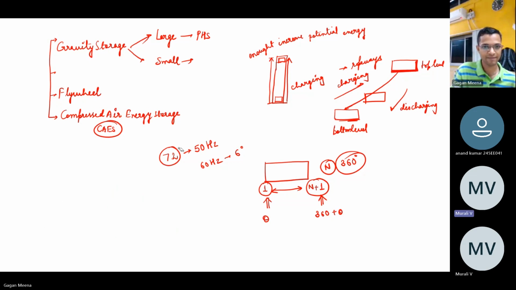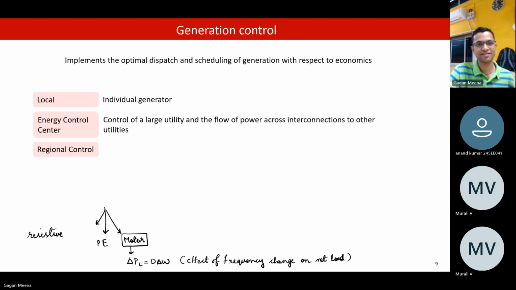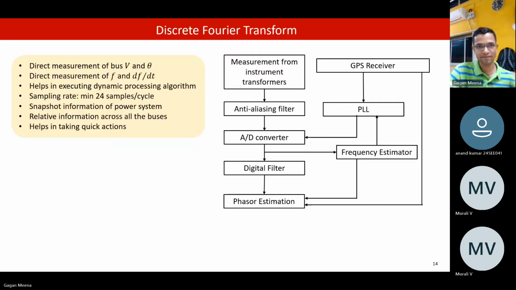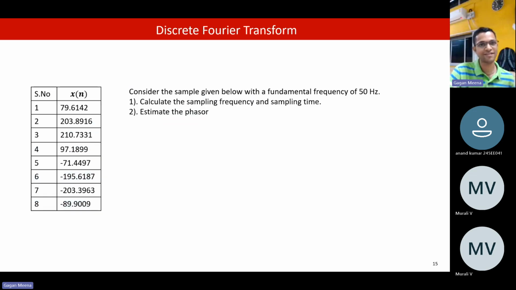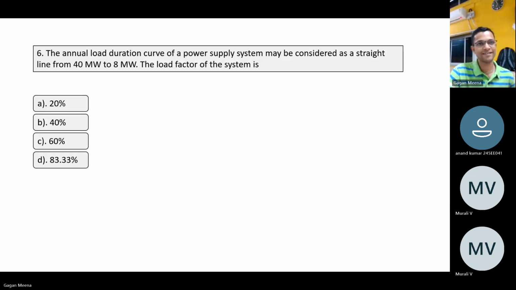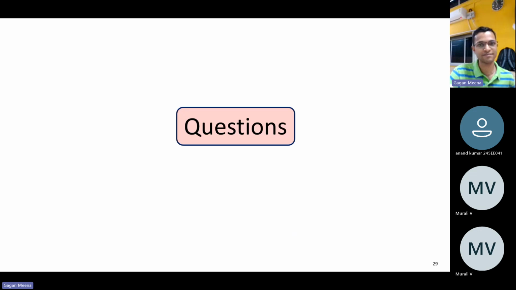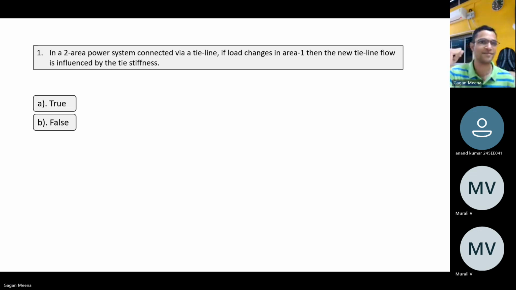So, some numericals on control of generation. I think we already did all this, no need to go through it. Let me go to the end. Yes, this is the first question. In a two-area power system connected via a tie line, if load changes in area 1, then the new tie line power flow is influenced by the tie stiffness.